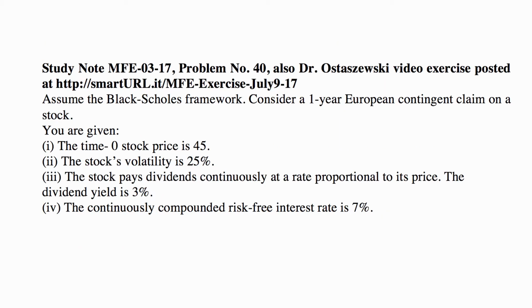Okay, so the problem is a bit longer than usual problems. I showed you it has a graph. I'll go back to the next page with more information in a moment, but we have a Black-Scholes framework that we're working with. We're considering a one-year European contingent claim on a stock. You are given that the time zero stock price is 45, the stock volatility is 25%, 0.25. The stock pays dividends continuously at the rate proportional to its price. The dividend yield is 3%. The continuously compounded risk-free interest rate is 7%.